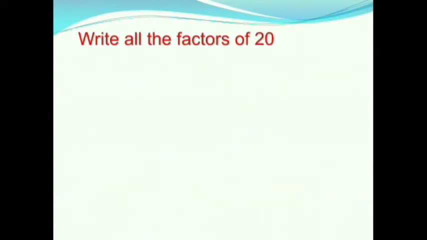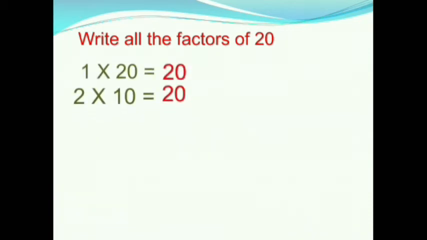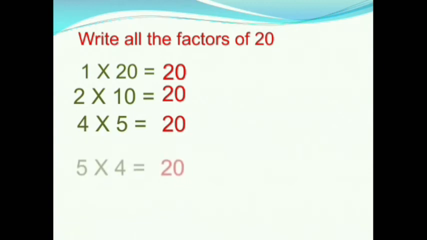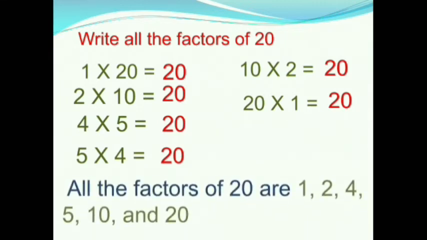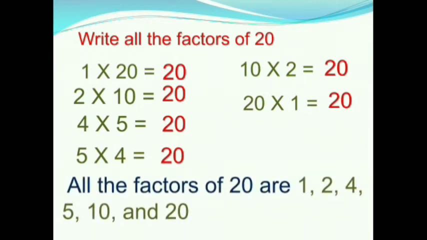Now we will write all the factors of 20. In which table do we get 20? We get 20 when we multiply 1 into 20, 2 into 10, 4 into 5, 5 into 4, 10 into 2 and 20 into 1. Therefore, all the factors of 20 are 1, 2, 4, 5, 10 and 20.